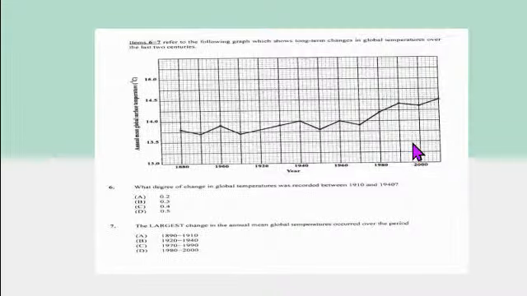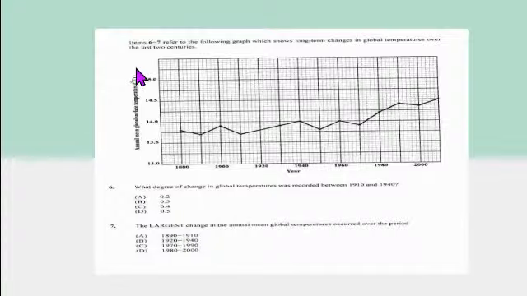So for this question, items 6 and 7 refer to the following graph, which shows long-term changes in global temperatures over the last two centuries. Number 6 says, what degree of change in global temperatures was recorded between 1910 and 1940? So this is 1990. This one would have been 1910, 1920, 1930, 1940. So it is basically asking you from here to here, what degree of change took place?